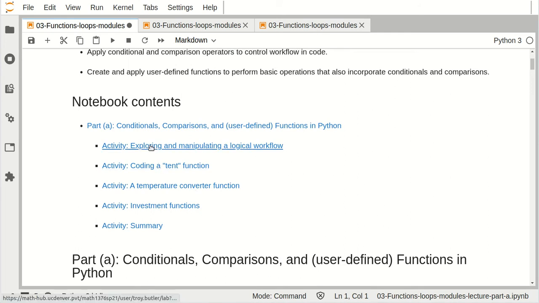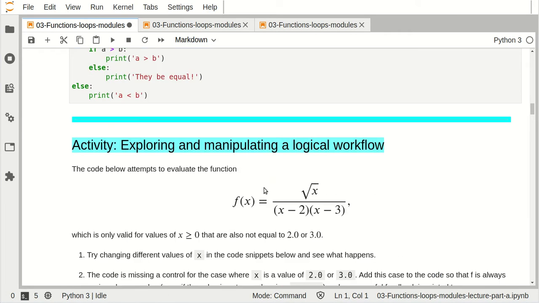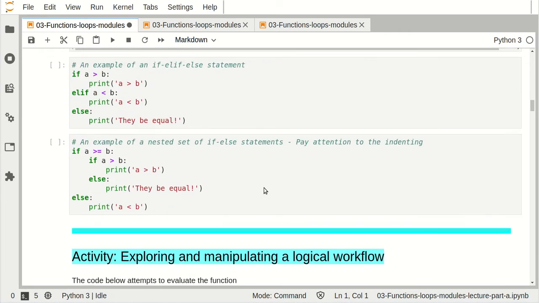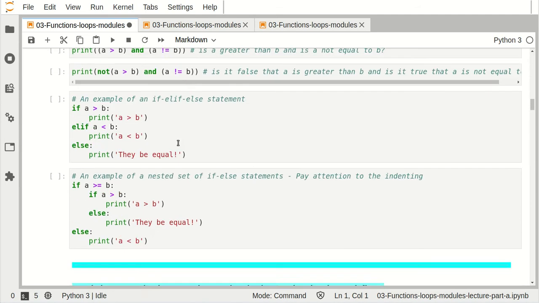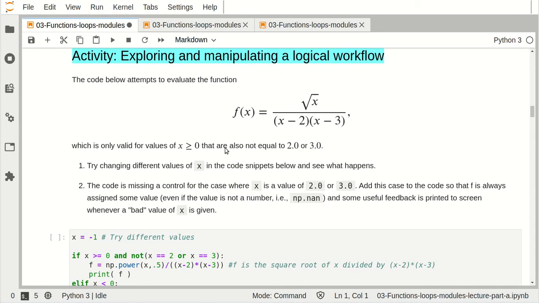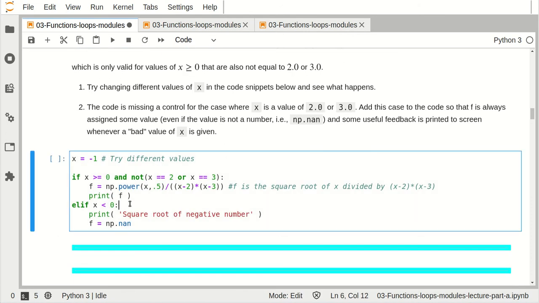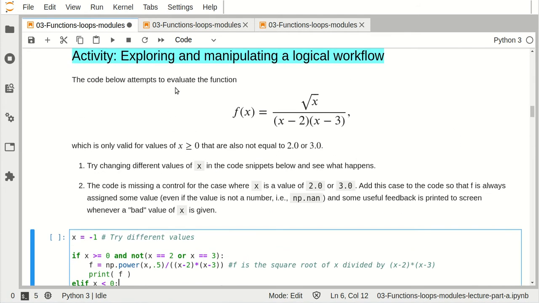So I am going to go ahead and go to the first activity, that is exploring and manipulating a logical workflow. This is very similar to the stuff that was shown above in terms of examples of if and else if commands. In this activity, the code below attempts to evaluate the function f of x equals the square root of x divided by x minus 2 times x minus 3. Those are both in the denominator.